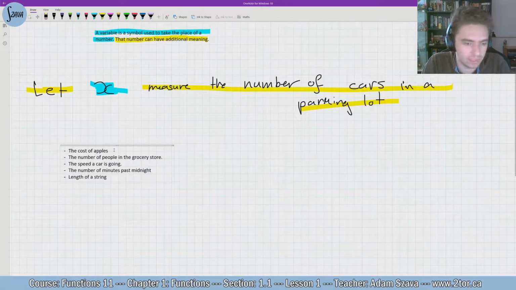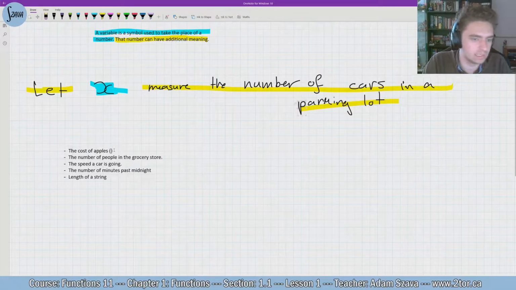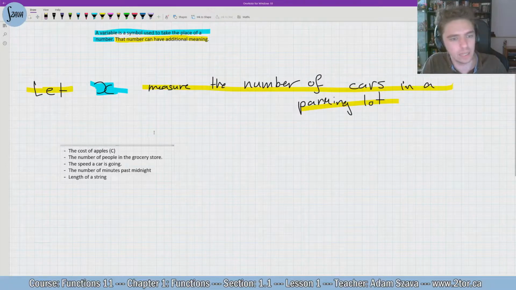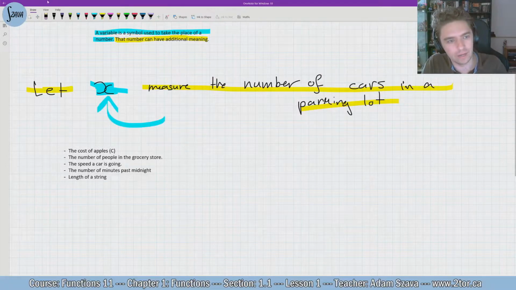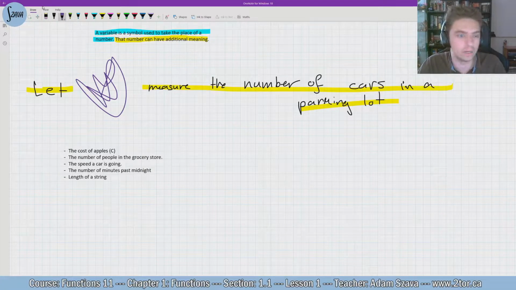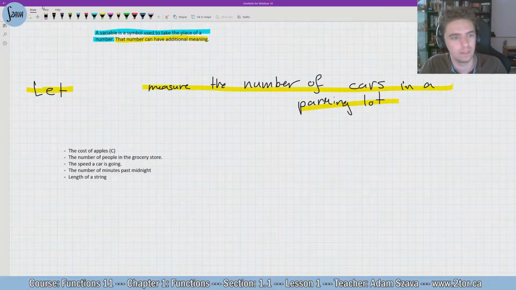So here, we have a bunch of examples of things that a variable can measure. The cost of apples could be the variable, I don't know, C for cost. Number of people in the grocery store could be N for number, right? It doesn't really matter. An important thing to note here is that the symbol I choose does not matter at all. X here measures number of cars in the parking lot, but if I say that another symbol measures the number of cars in the parking lot, then that symbol, whatever it is, means the number of cars in a parking lot.